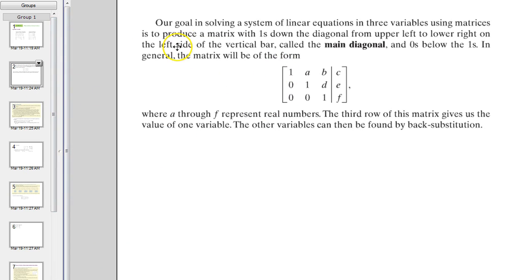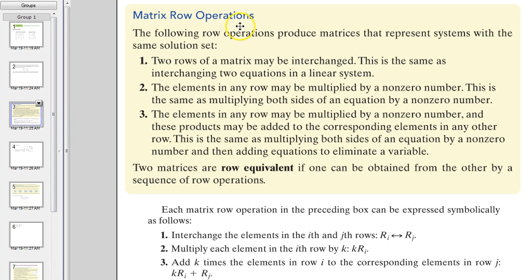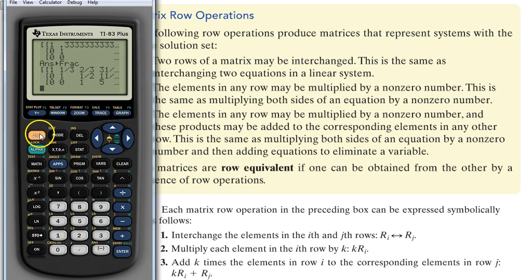Alright, now the way we're going to do this is by matrix row operations. So these are the matrix row operations that we're allowed to do. We're allowed to take any two rows of a matrix and interchange them. So this means that in my matrix B here, I could take this row 3, 1, 2, 31 from the top and put it right here, and put the 1, 1, 2, 19 on the top. And it's still the exact same system.